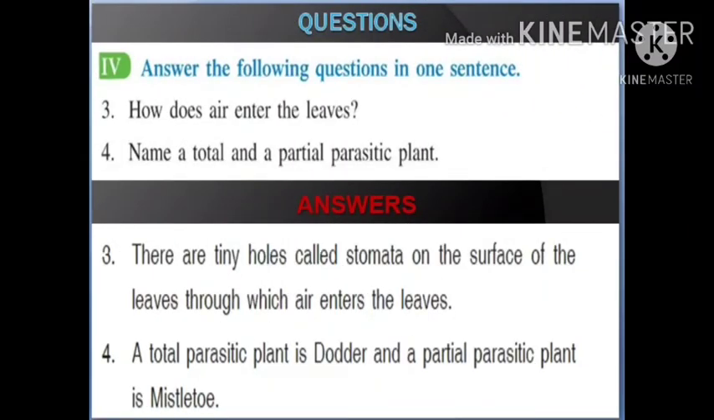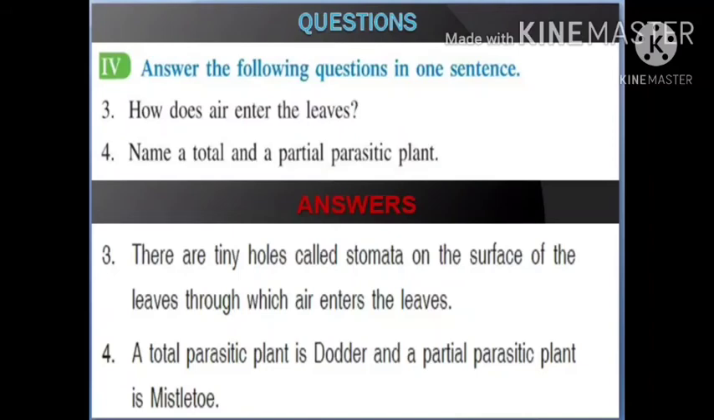Third question: how does air enter the leaves? Answer: there are tiny holes called stomata on the surface of the leaves through which air enters the leaves. So we all know that on the surface of the leaves, small or tiny holes are present. Those are known as stomata. Through those, air enters the leaves.